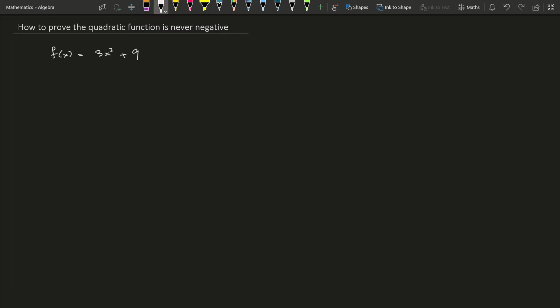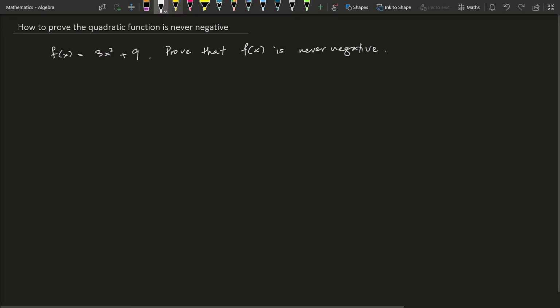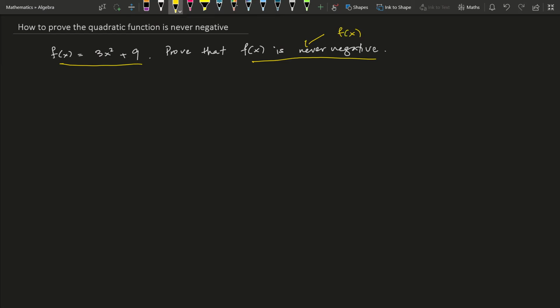So my question is: prove that f(x) is never negative. How do we prove that? Firstly, we have the quadratic function, and we are going to prove that f(x) is never negative. It means that f(x) is greater than 0, or we can say that f(x) is always positive.